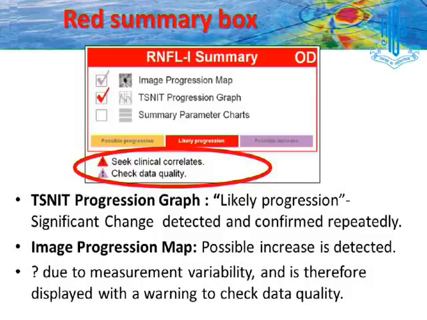But the image progression map, if you see, has a purple check mark, and this is suggestive of an increase in the data, which is rarity or not true. So in this case we have to recheck the data quality.